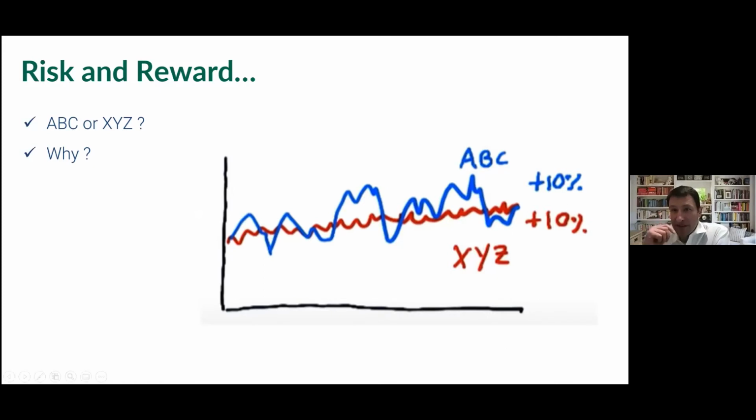XYZ would give you less anxiety. Yeah, I would say XYZ seems less volatile than ABC. All right, less anxiety, I like that. Jamie, you were about to say something. Go ahead.